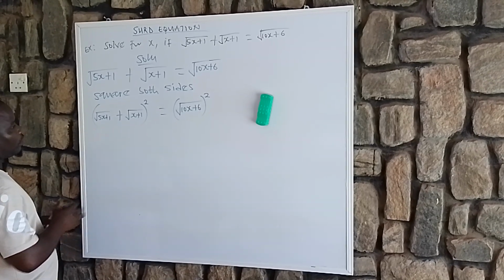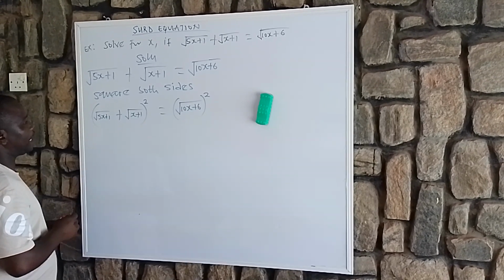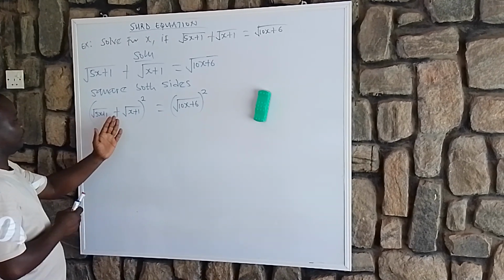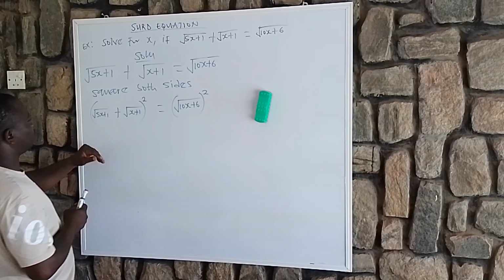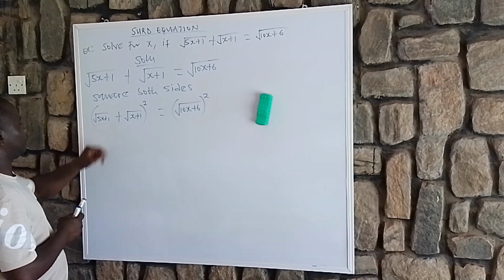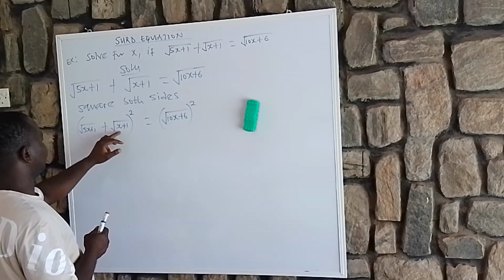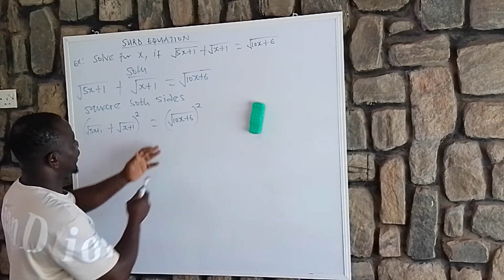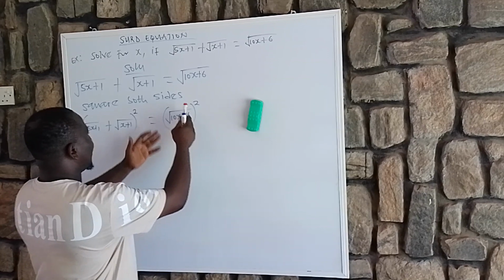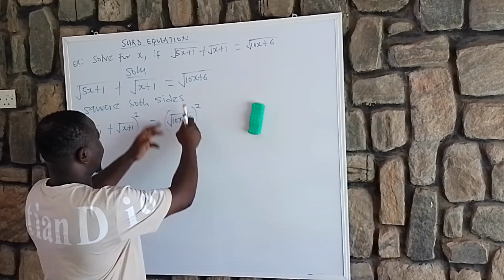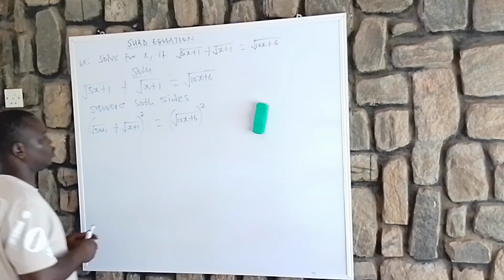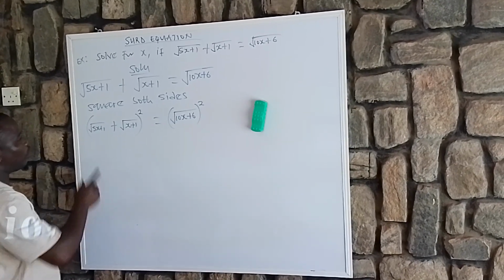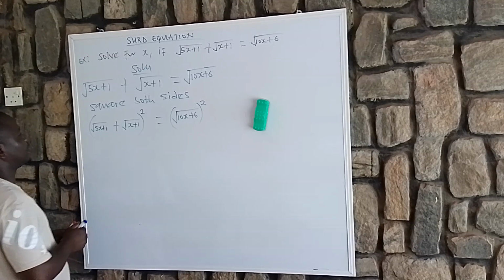Now look at the left hand side and the right hand side. You discover that we have square root of 5x plus 1 plus square root of x plus 1, all in bracket squared. But here we have square root of 10x plus 6, all in bracket raised to power 2. So I want to open your eyes to see something.